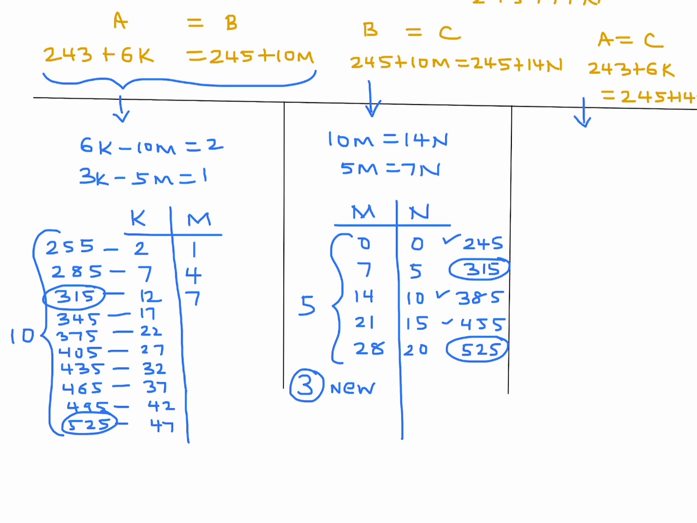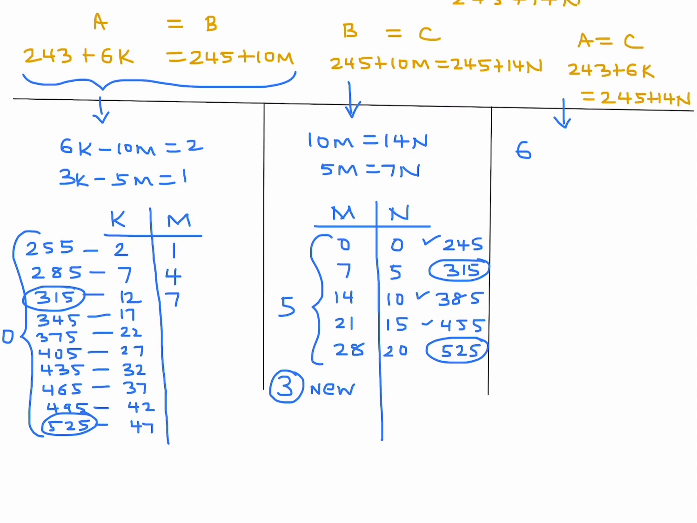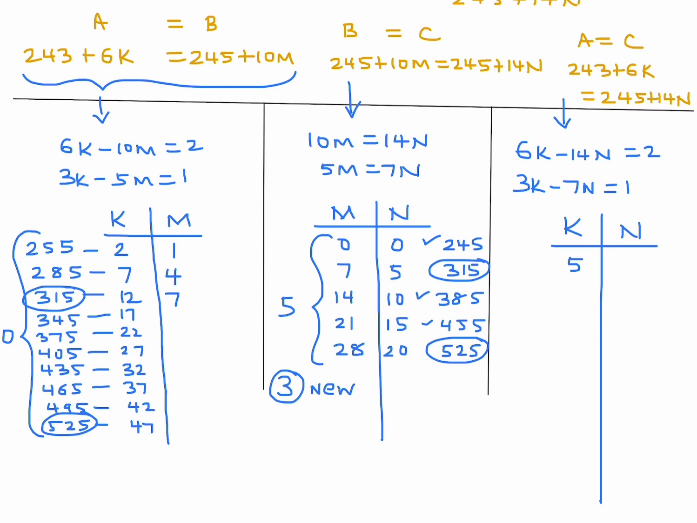All right, one last one. This one gives me 6k. Let's see here, 6k minus 14n is equal to 2. That means 3k minus 7n is equal to 1. All right, same thing here. We've got to make a little table, and off we go. So we get integer solutions as following.